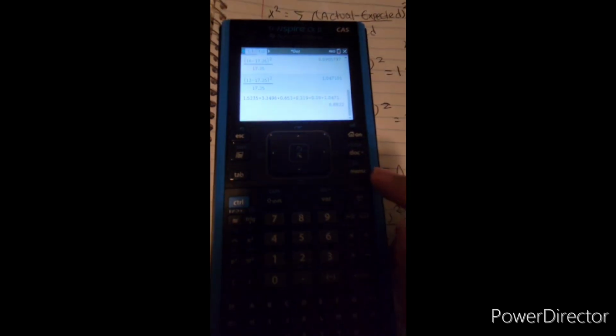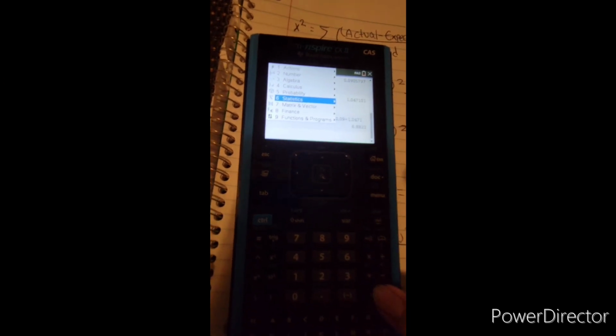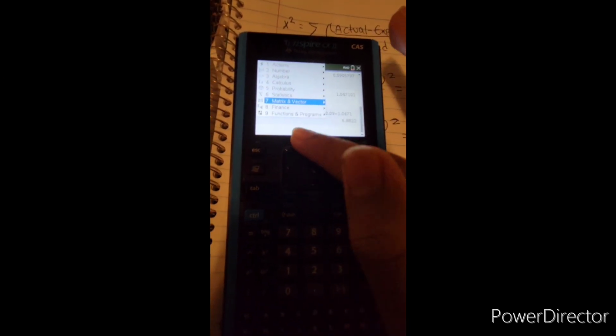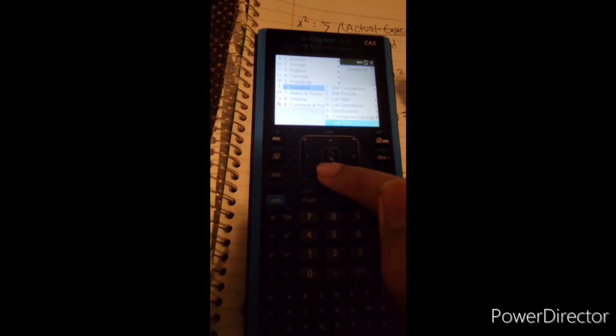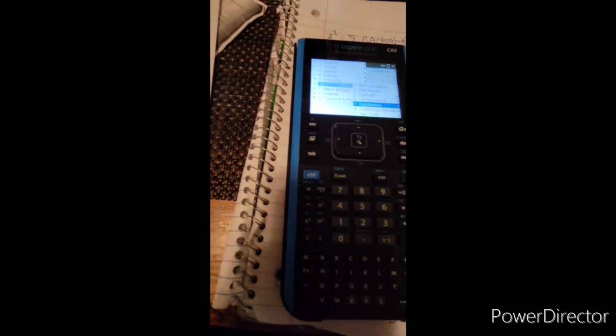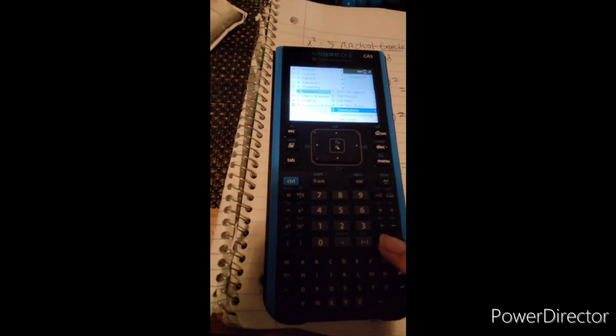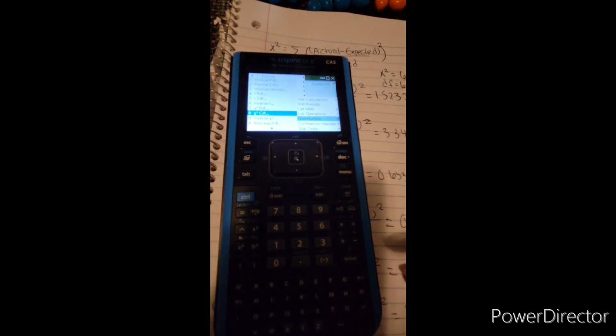Now to calculate the p-value that we need for our hypothesis test, you go to menu, statistics, stat test. That is the wrong one. Hold up, no, it's not stat test. It's distributions. So you go to statistics, distributions, and then you go to chi-square CDF.